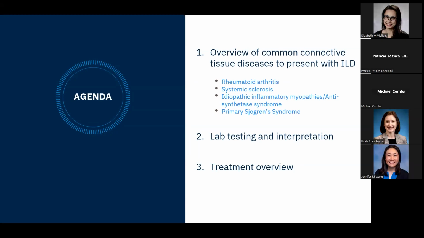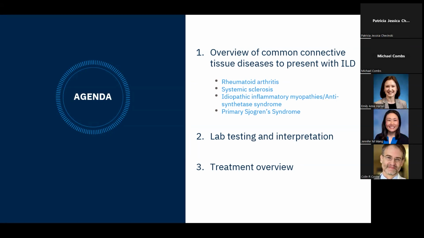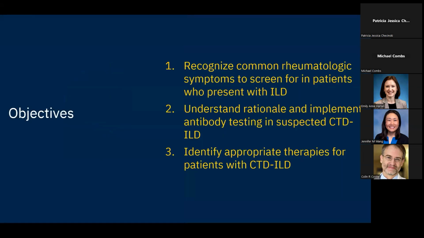We're going to talk a little bit about lab interpretation and testing in this patient population, and then ANAs in general, because I think that's one of the main questions that we always get as rheumatologists: when should I be worried about an ANA? And then we're going to spend just a couple of slides on treatment overview, and I'm happy to talk about that more afterwards or answer questions, but spend most of the bulk of the time on the first two objectives.